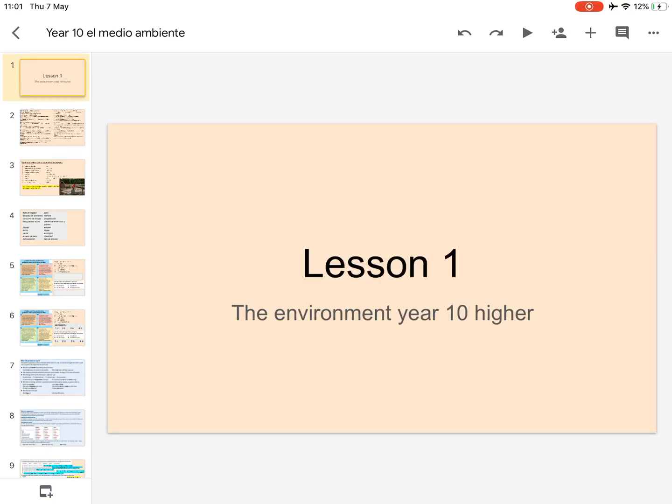Hola a todos. Hoy vamos a aprender sobre el medio ambiente. So hello to everyone. Today we're going to look at the environment, and this is aimed at KS4 Spanish Higher.